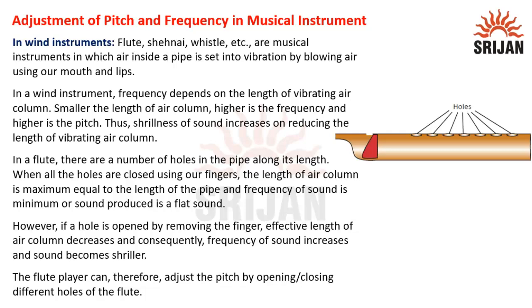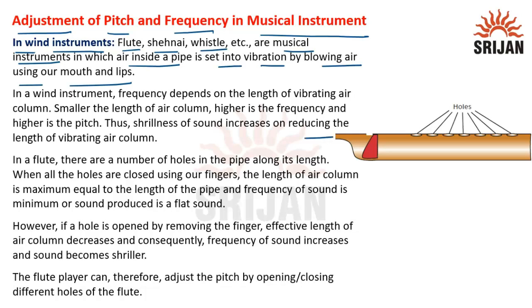In this video, we will learn about adjustment of pitch and frequency in musical instruments. As we know that if we can control the frequency, we can control the pitch. So first, in wind instruments. Now flute, shahnaai or whistle, etc. are musical instruments in which air inside a pipe is set into vibration by blowing air using our mouth and lips. So this is the way of blowing air through a flute.